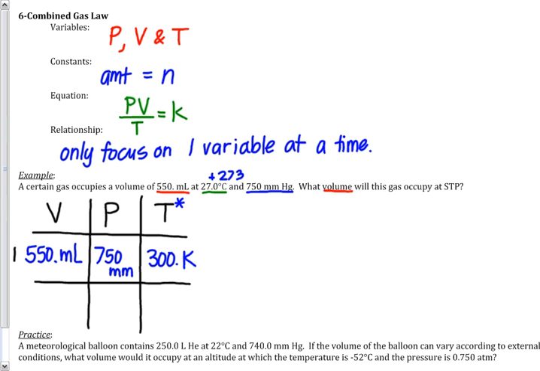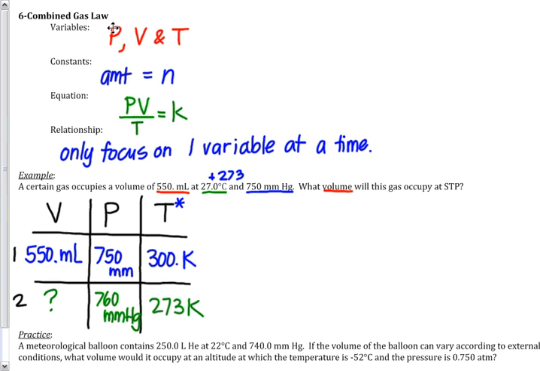Then if you read the second sentence, it's asking you to find the volume. So the volume will be my question mark in statement 2. And it's saying at STP. So you have to think here. Standard temperature and standard pressure. What is standard pressure? Well, if we look at millimeters of mercury, and you go back to the very front of your pink packet, it tells you that standard pressure is 760 millimeters of mercury. We want to use the units that match. Standard temperature is always 273 Kelvin.